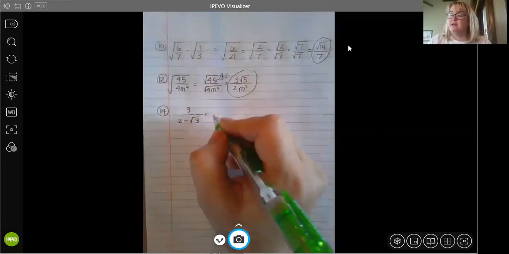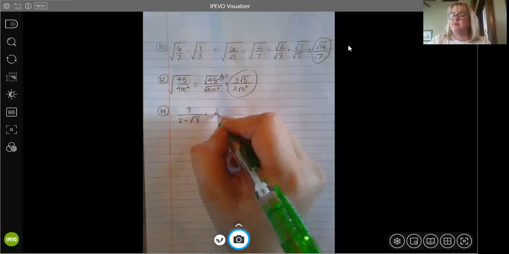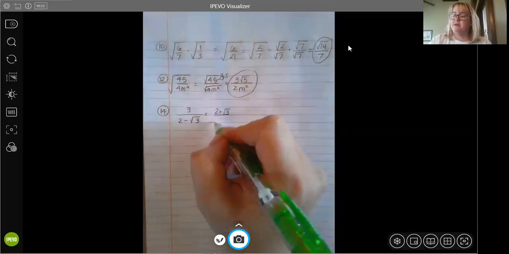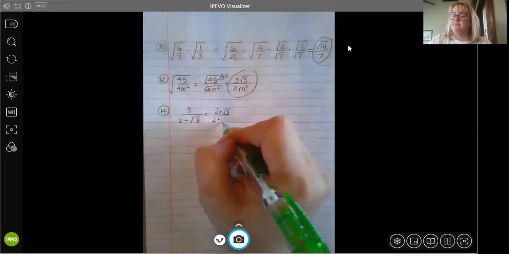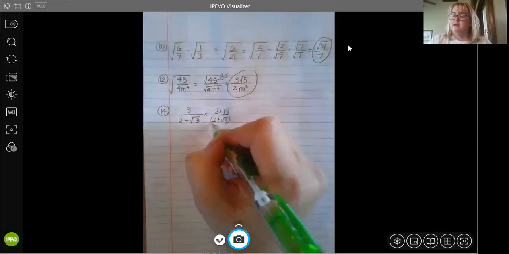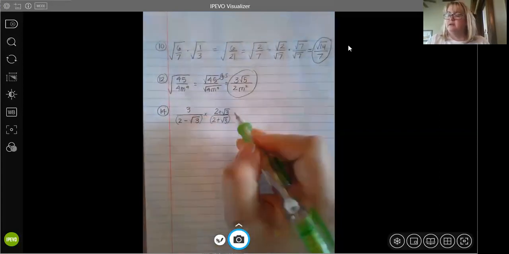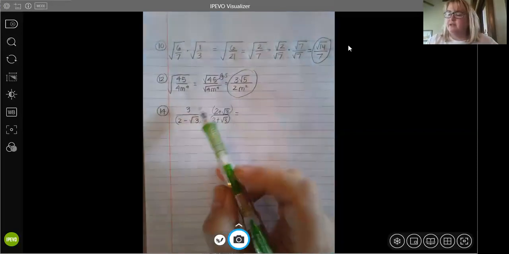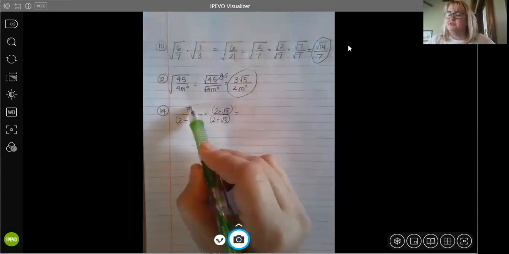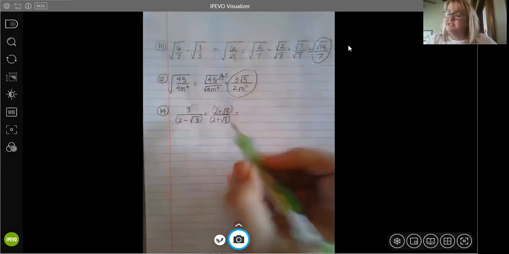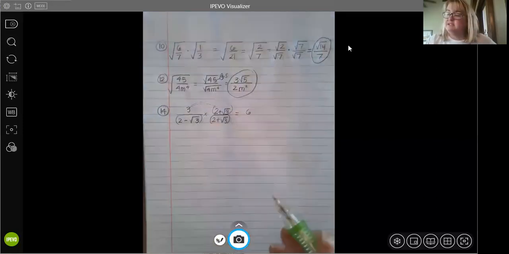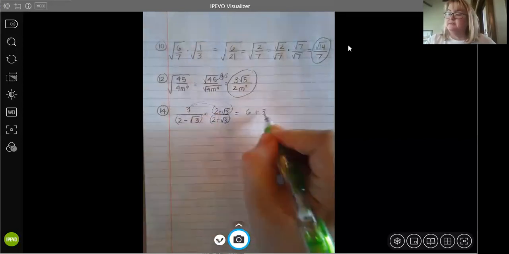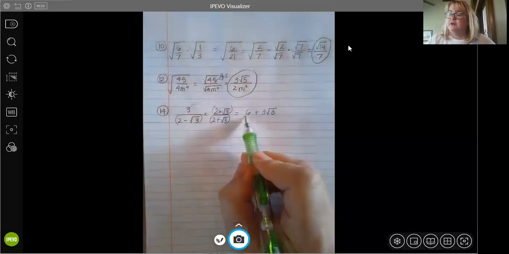You're going to multiply, instead of 2 minus the square root of 3, 2 plus the square root of 3. But we've got to do it on the top and the bottom. All right, so now we're going to multiply the top, and again, we've got to distribute this 3 because we've got 2 terms. So 3 times 2 is 6, plus 3 times the square root of 3, exactly what I just said, 3 times the square root of 3, over.